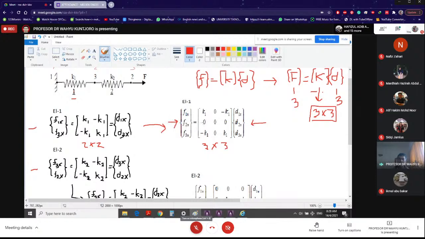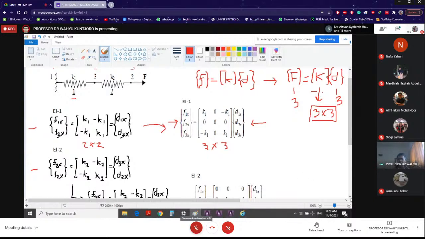F2x is 0 multiplied by the 1x plus 0 by the 2x plus 0 by the 3x, so it remains 0. That's why what you see on the right is the same as what you see on the left. But if you forgot how to do matrix analysis, please make sure that you look again at what you learned a long time ago on matrix algebra.